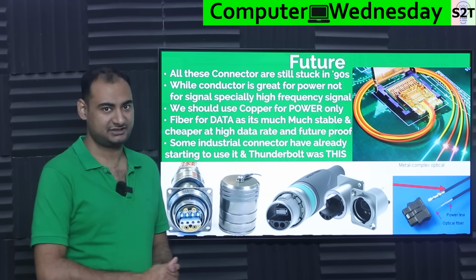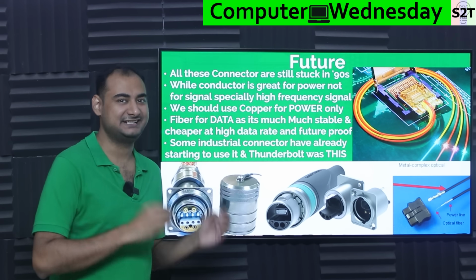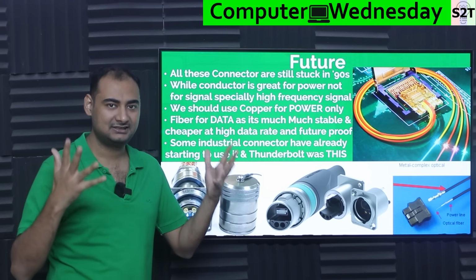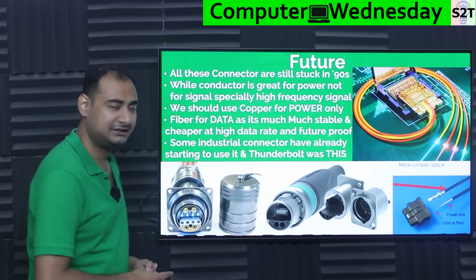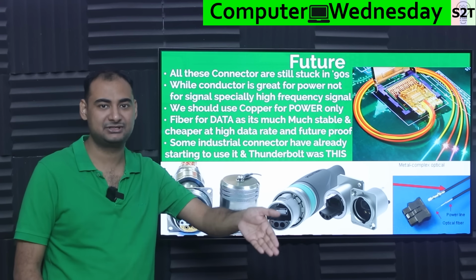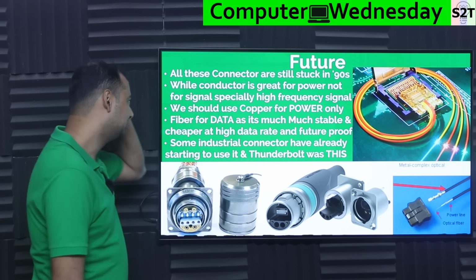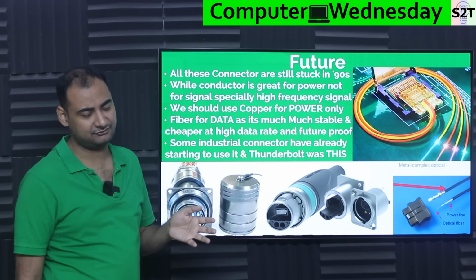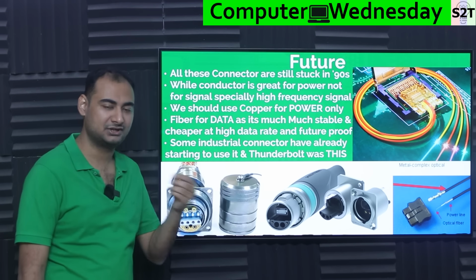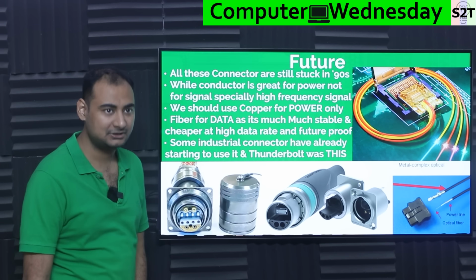So what can we expect in the future? Well, all the connectors that you see right now still have the philosophy of the 90s, as in send the signal over copper. And again, I do not blame the HDMI people, because they started the work. Even if the port came into the market in 2003, most likely they have been working on that from the 1990s. So conductors are great for actual power transmission. If you want your mobile charging, you're not going to do that over fiber. You're going to do that over copper or aluminum.